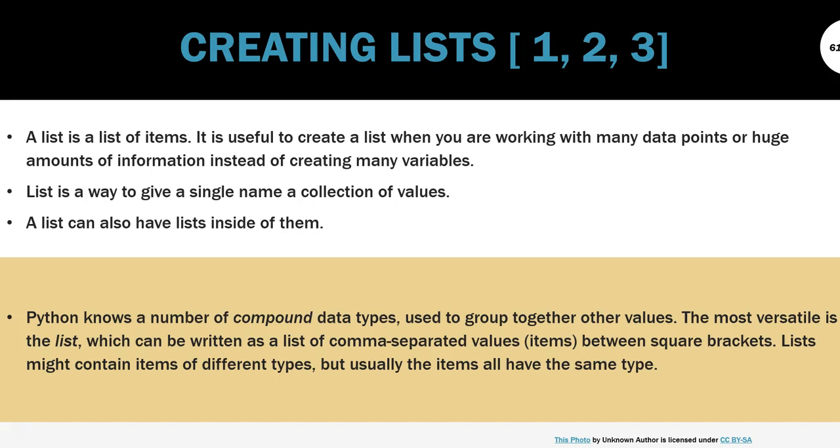Python knows a number of compound data types used to group together other values. The most versatile is the list, which can be written as a list of comma-separated values or items between square brackets. Lists might contain items of different types, but usually the items all have the same type.